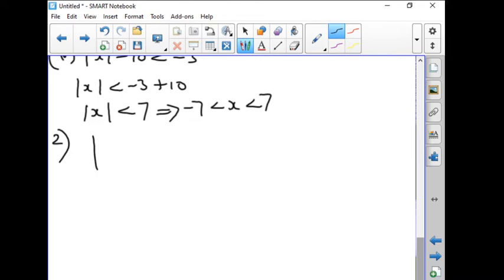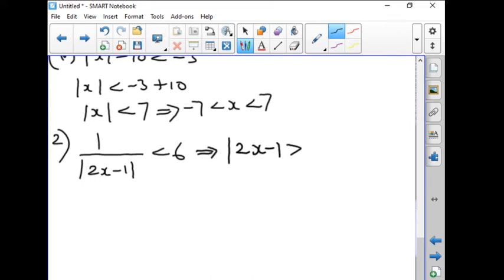Modulus of 1 by, what is given? 1 by modulus of 2x minus 1 is less than 6. Solve and express the solution using the interval notation is given. So, this can be written as modulus of 2x minus 1 greater than 1 by 6. That is taking the reciprocal. Taking the reciprocal, it can be written as modulus of 2x minus 1 is greater than 1 by 6.